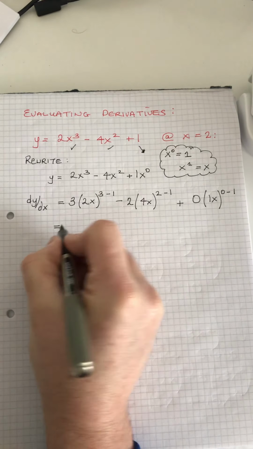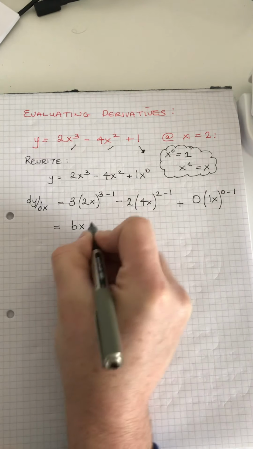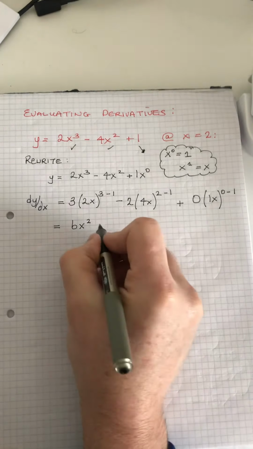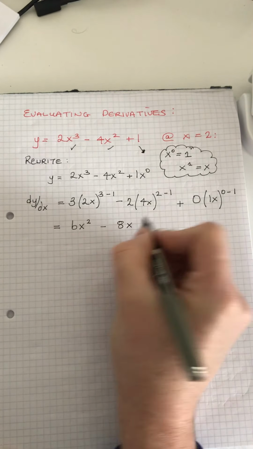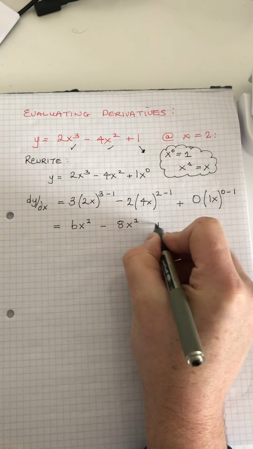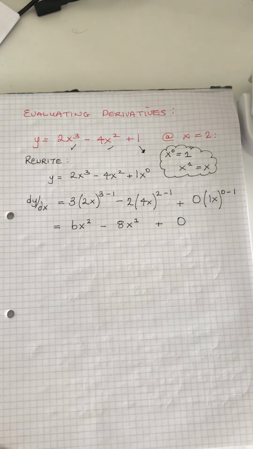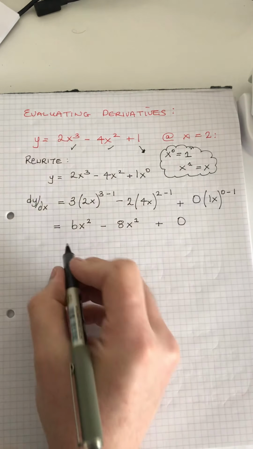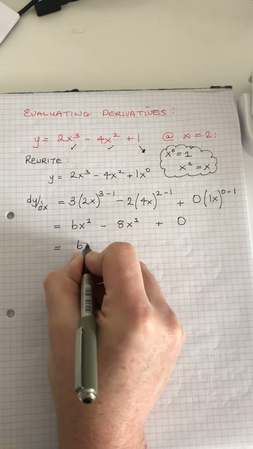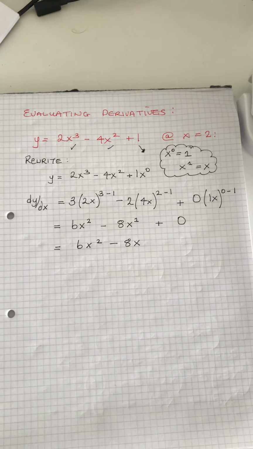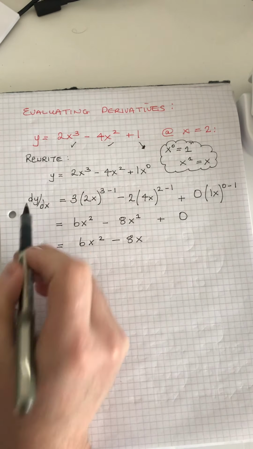So 3 times 2x gives us 6x. 3 take 1 is to the power of 2, minus 8x. 2 take 1 is to the power of 1, plus 0. And we know that x to the power of 1 is the same as x, so my answer will be 6x squared minus 8x. So I can ignore the 0. Okay, and that's our derivative.